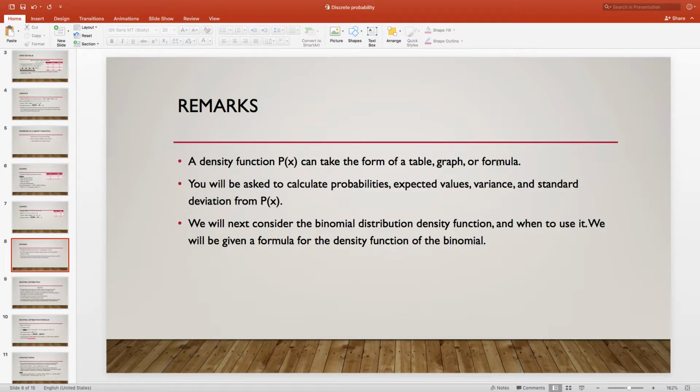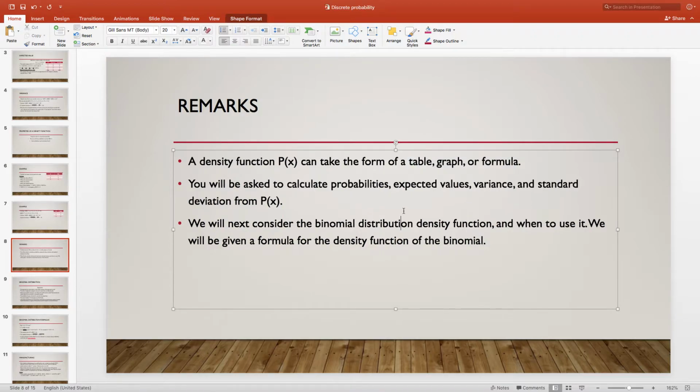Common things that you'll be asked to do with either a table, a graph, or a formula is to calculate the probability, the expected values, the variance, standard deviation from P of x. And P of x takes any of these forms.